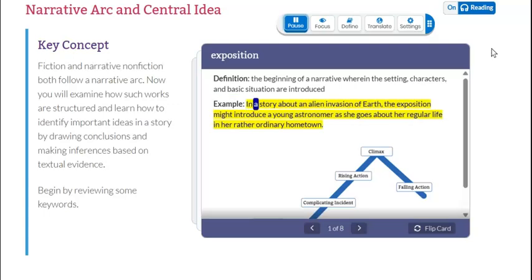Example. In a story about an alien invasion of Earth, the exposition might introduce a young astronomer as she goes about her regular life in her rather ordinary hometown.